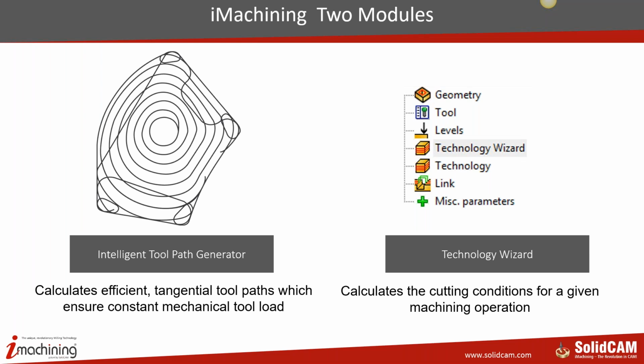This machine, this material, please use these parameters. iMachining is completely different. iMachining generates its own set of cutting conditions. I'm not going to talk about parameters, but I'm going to talk about cutting conditions because it includes a lot of things apart from simple feeds and RPMs. It also includes the depth of cut. It includes the strategy. It includes the engagement, minimum, maximum. It also includes the force and the chip thickness that is generated from this entire cutting. So these are the two components which make iMachining pretty unique.